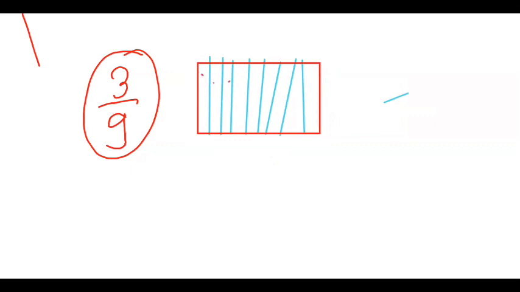1, 2, 3, 4, 5, 6, 7, 8, 9. Correct? To get 9 parts, yes, to get 9 parts, you have to draw 8 lines. Okay, remember this. 1, 2, 3, 4, 5, 6, 7, 8. You have to remember this, fine? To get 9 parts, you're going to draw only 8 lines. Fine, Aisha. Now please shade 3 parts out of 9 parts.